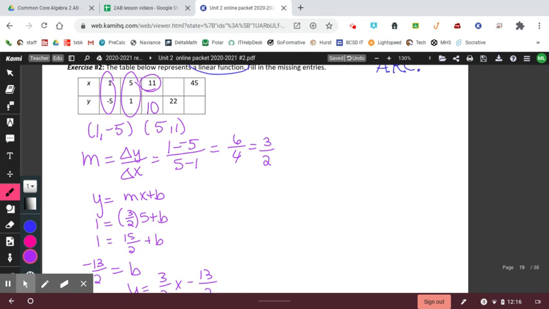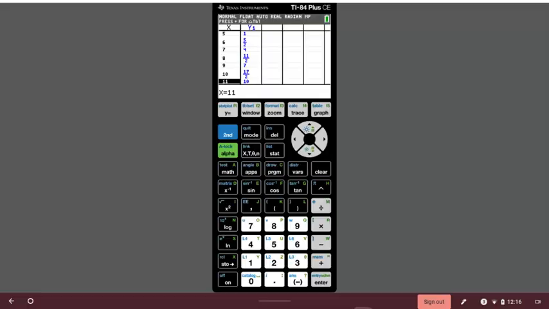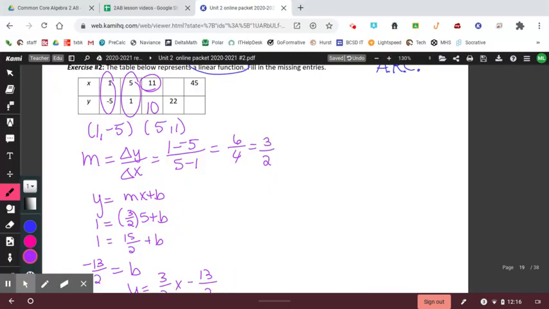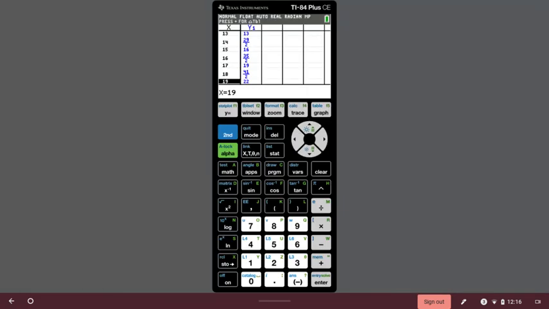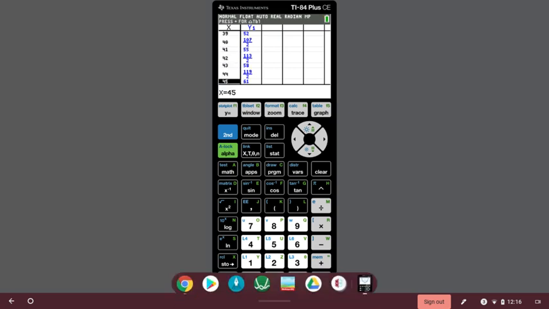And then, well, let's go to the next one. The y value is 22. So where do we have a y value of 22? When an x value of 19. And then lastly, x value of 45. We can get there, and it is 61.